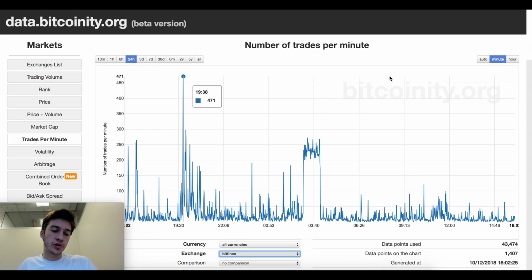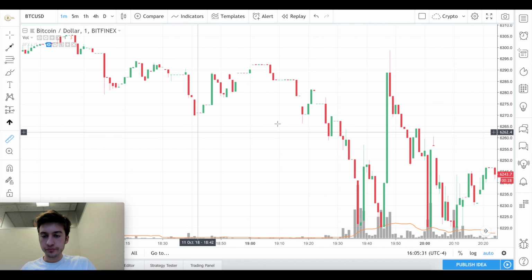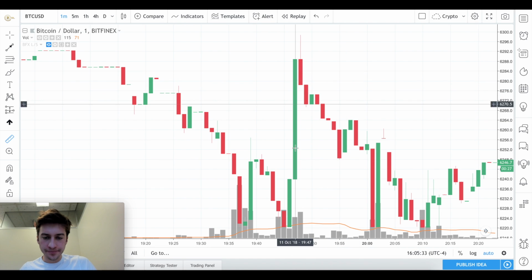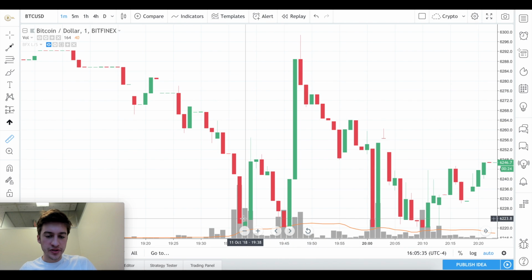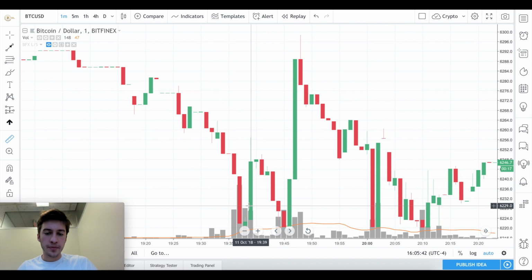At 47.48, we can take a look. So 47, we had 297 trades a minute. At 47, that was here. So these guys who had sold at that very bottom to a large bid just panic sold. The very bottom of this downtrend. They all buy back in.